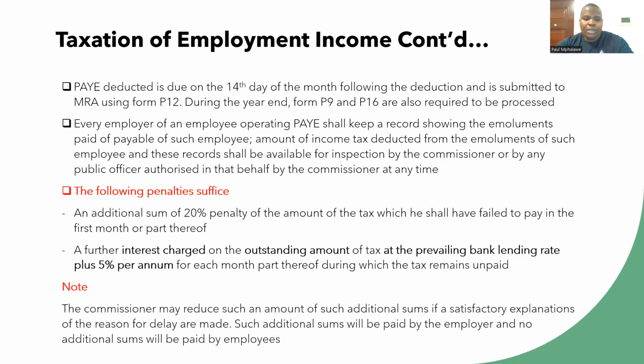Okay, there's a note: the Commissioner may reduce such additional sums if a satisfactory explanation of the reasons for the delay is made. Such additional sums will be paid by the employer, and no additional sums will be paid by the employees. So there may be times that there is a genuine reason a company didn't pay taxes. So you write to the Commissioner General stipulating all your reasons. It should be at the discretion of the Commissioner General to say, oh, but this company is being honest. They didn't pay tax because they're waiting for payments from other places and they were not paid. And the Commissioner General will understand and reduce some penalties. But that is solely at the discretion of the Commissioner General.